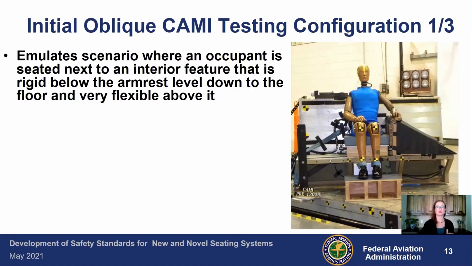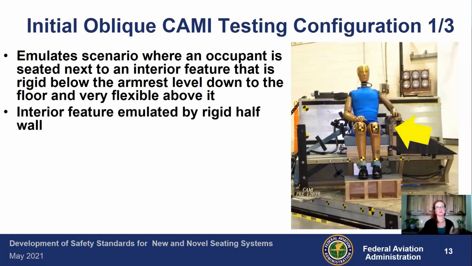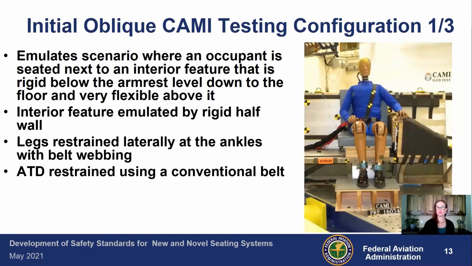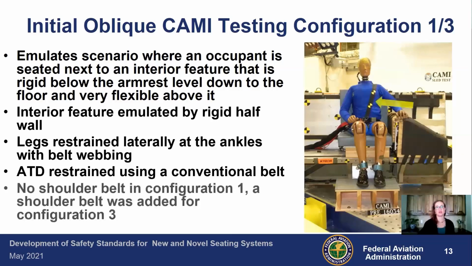But this is a scenario where an occupant is next to an interior feature that is rigid below the armrest level, down to the floor, and very flexible above it. So in particular, we had the interior feature emulated by a rigid half wall. The legs were restrained laterally at the ankles. And this is because what we had seen and been told by industry is that there would be structure that would capture the legs and not allow them to align with the aircraft with the deceleration vector. So we retained those with belt webbing. We used a conventional belt for the first configuration. And then for the third configuration, we added an upper torso restraint or a third point of restraint.